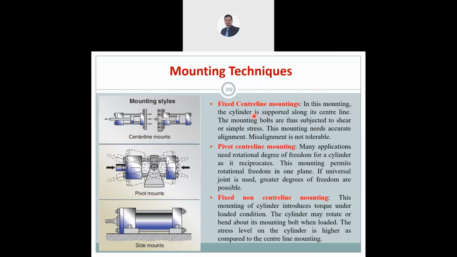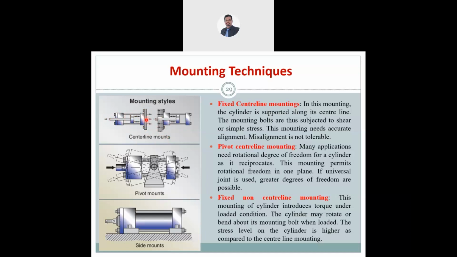Fixed centerline mounting. In this mounting, the cylinder is supported along its support line. So this is the center line. The center line of the cylinder is here. So you put the mounting. You can see there are two nails here. So you are mounting straight. If your surface is flat, your cylinder will stand upright. So you are directly attaching it to the surface.